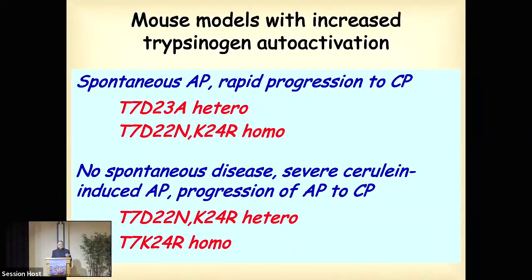So we observe 2 different phenotypes with these mice. One is mice develop spontaneous acute pancreatitis, and they rapidly progress to chronic pancreatitis. And you see that these mice actually recapitulate to some degree the human condition, where you develop from an acute attack, you can develop, even though there's no recurrence in mice, but they do develop chronic pancreatitis.